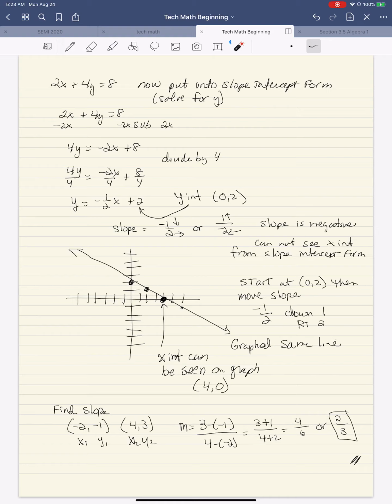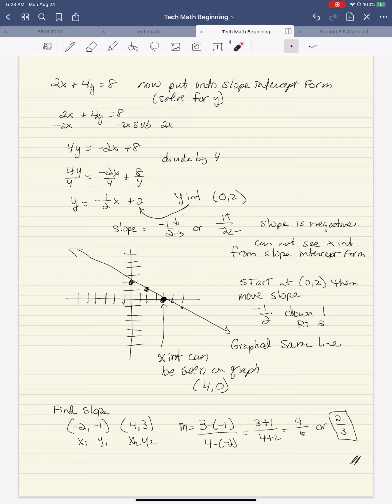I have the exact same equation, 2x plus 4y equals 8. Now this time I'm going to put it into slope-intercept form, meaning I'm going to solve it for y. So to solve this for y, I subtract 2x from both sides. So I get 4y equals minus 2x plus 8. Notice I put the minus 2x first after the equal sign, even though the 8 is here after the equal sign. I want to make sure I look at the correct y-intercept and slope. Divide by 4. So divide everything by 4.